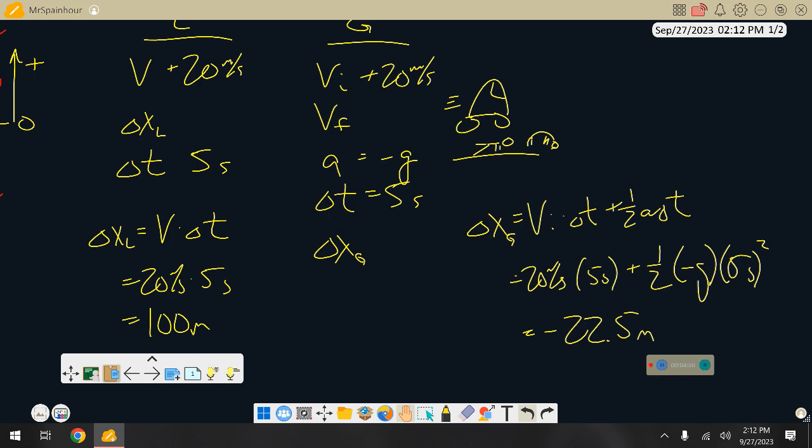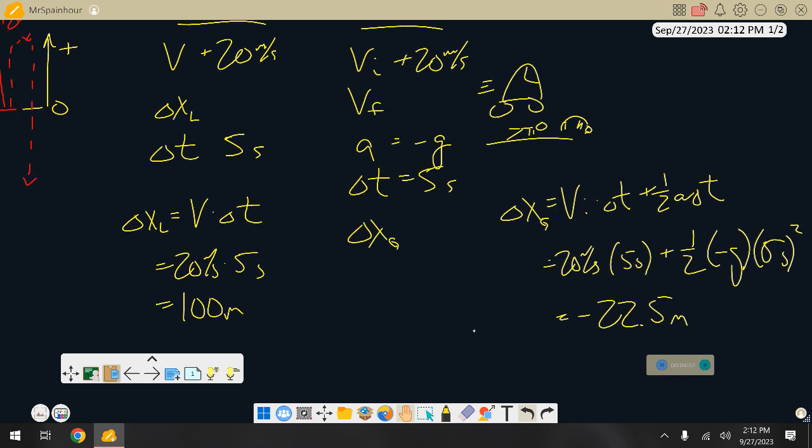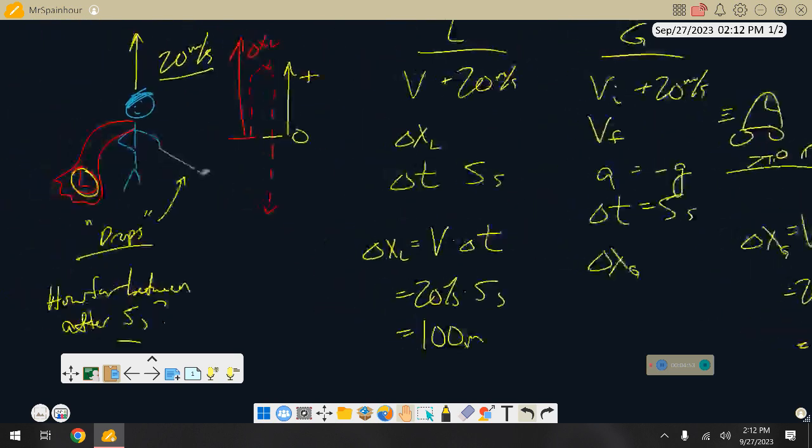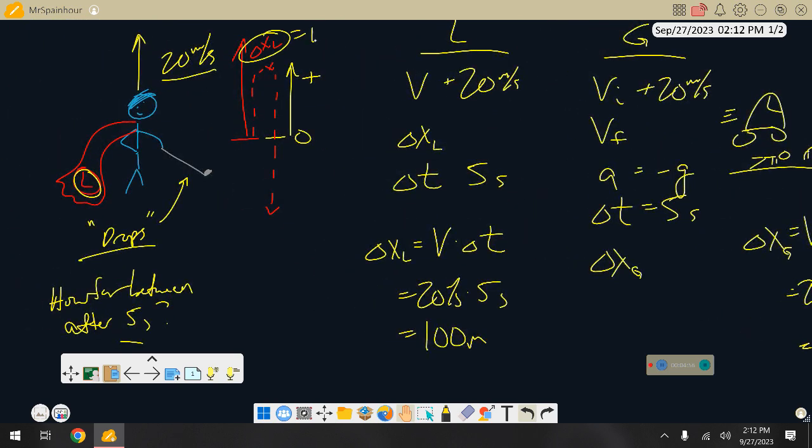So, what is the answer? Well, come back to the picture. This displacement of Luke is 100 meters. And then this, I should do a different color here. Let's go ahead and go peach. This will be the displacement of the golf club, and that is negative 22.5 meters.